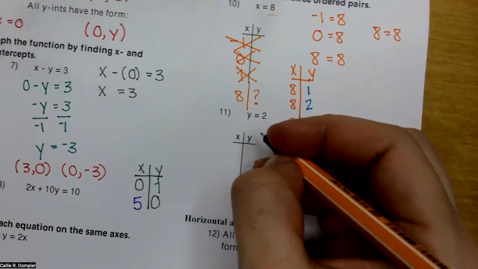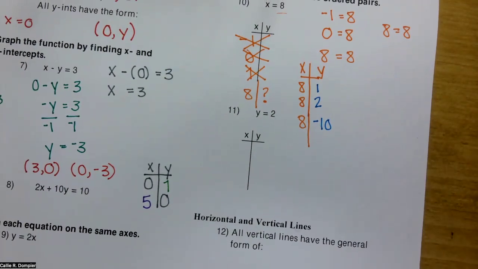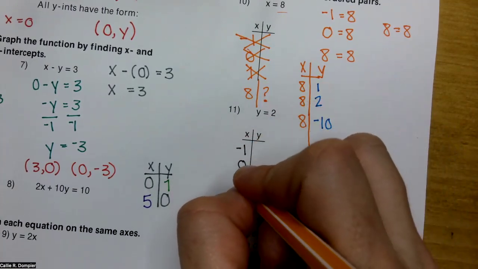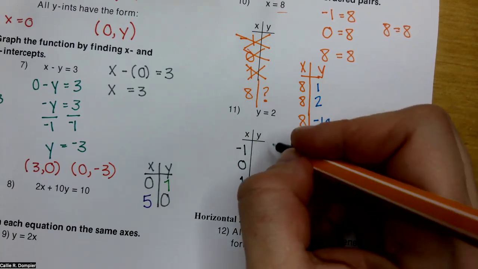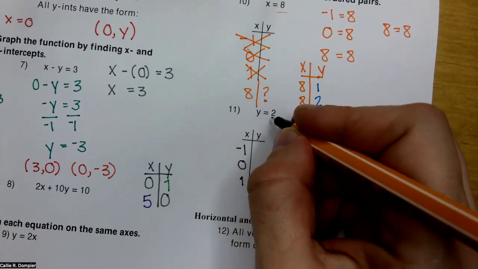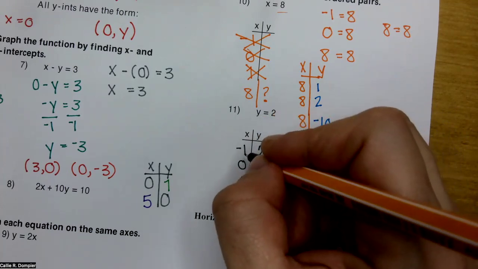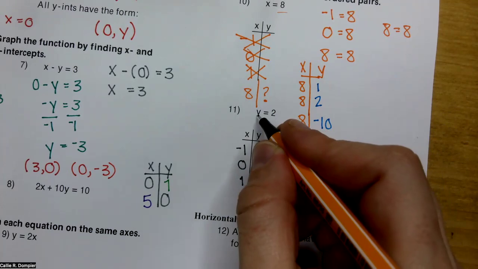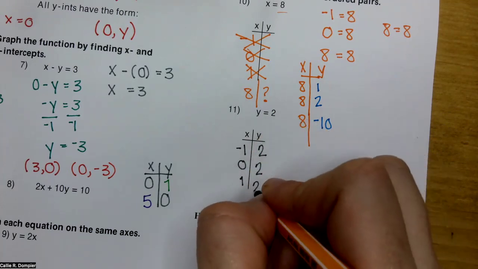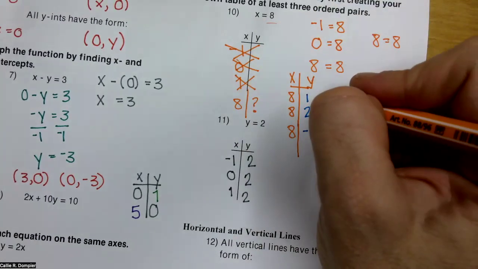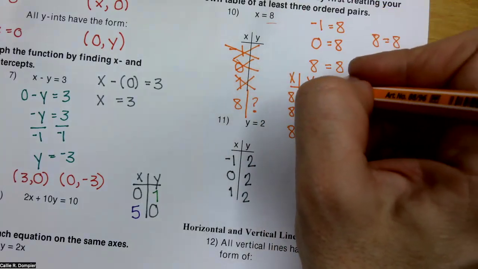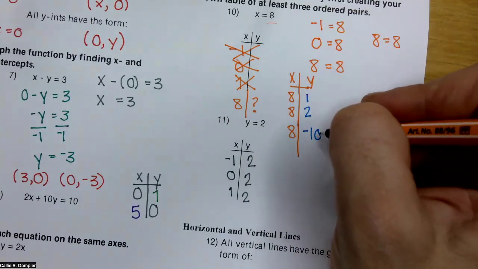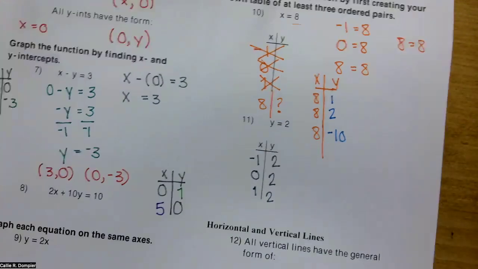So for this one, y equals 2. If I say x is -1, 0, 1. If x is -1, y is still 2. If x is 0, y is still 2. If x is 1, y is still 2, right? So that's another way to think about this too. Here, x is equal to 8. If y is 1, x is still 8. If y is 2, x is still 8. If y is -10, x is still 8, okay?